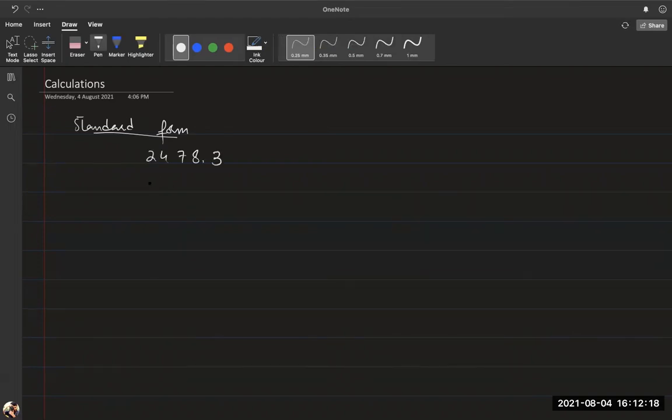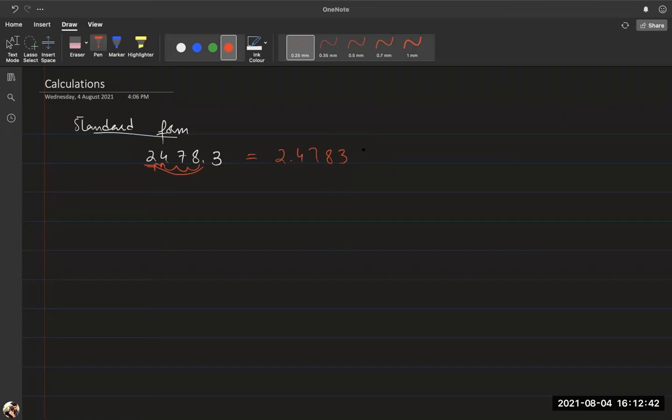This one is not in standard form because the first significant number is this one. So I need the decimal point all the way over here. To do that, I will have to move it 1, 2, and 3 steps. So the standard form of this would be 2.4783. But the problem is that 2478.3 is not the same as 2.4783.